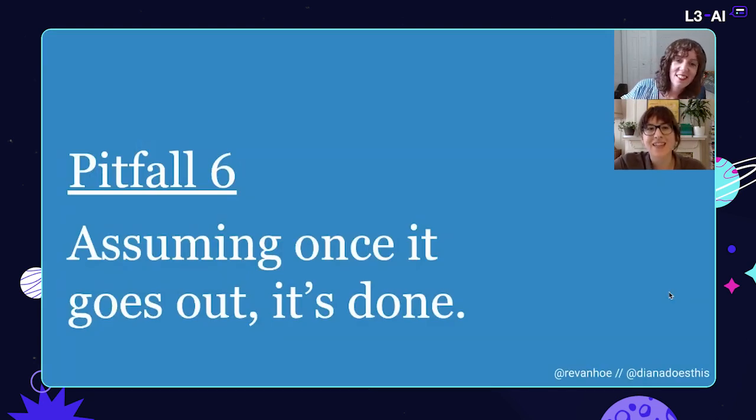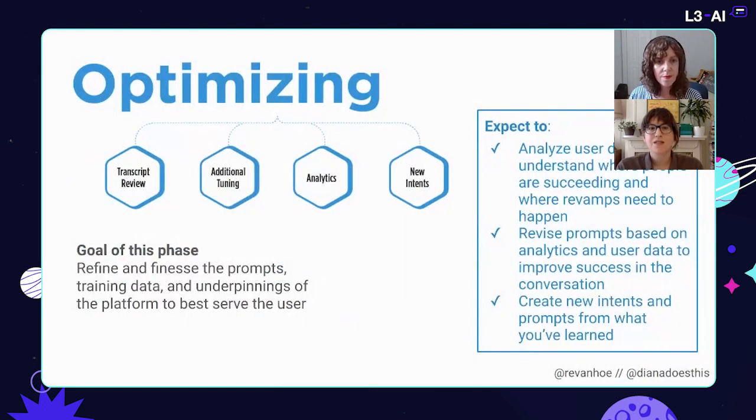And the last pitfall that we see a lot is businesses and teams not accounting for the fact that once you have launched it, you aren't done yet. There's a lot of work that you can still do and should still do once your chatbot or voicebot are out in the world being used by real customers. So in this part of the process, we call it optimizing.